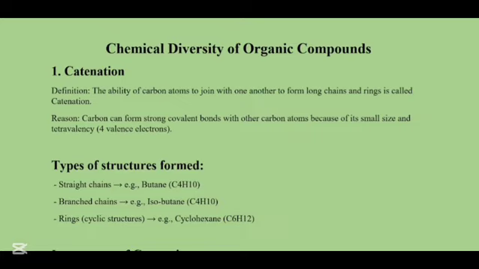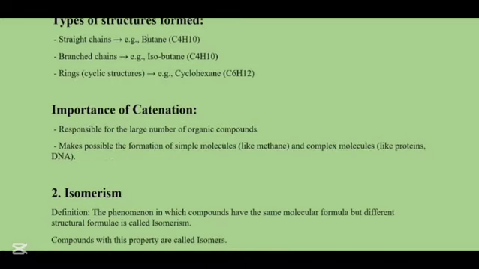For straight chains, you can see that we have butane. Butane is an example of a straight chain. Why? Because we have four carbon atoms joined together. Same for branched chains, we have isobutane. This is basically an isomer of butane. You will learn as we go down the topic. And then we have cyclohexane. Cyclo or cycle basically stands for rings. They are cyclic structures.